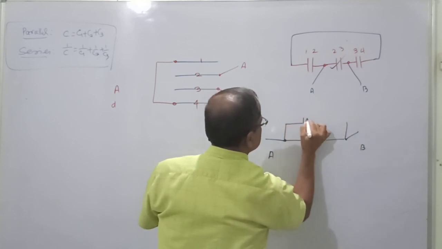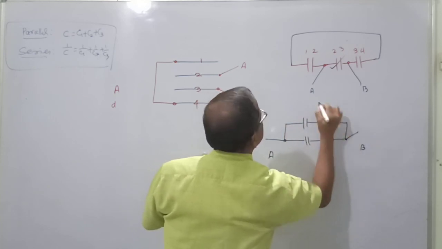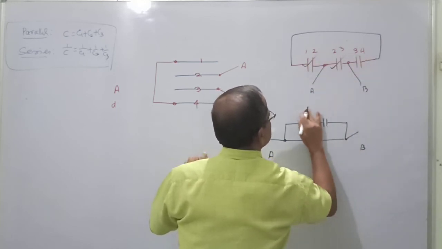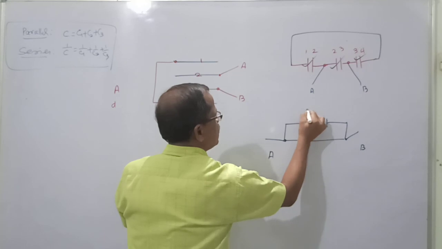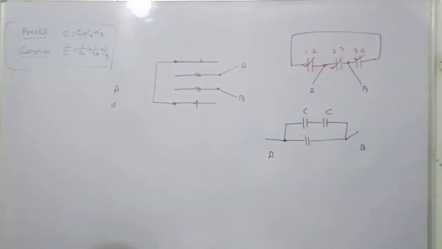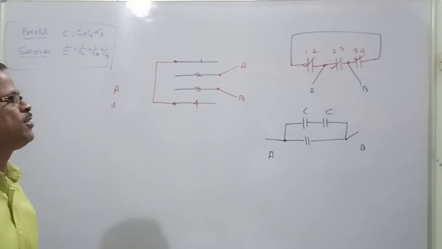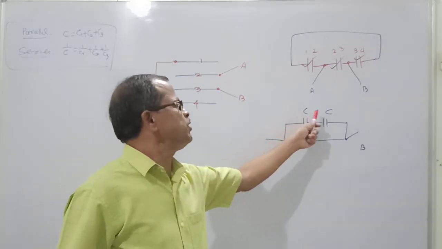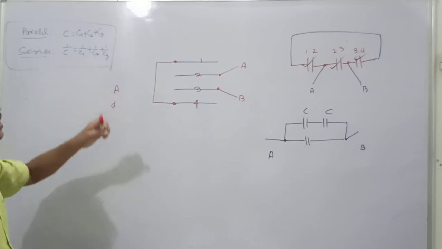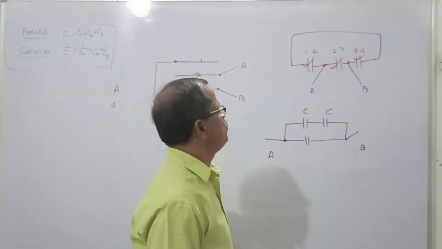So now in between there will be 2 capacitors, this one and this one. All the capacitors have capacitance C. Then what is the net capacitance? Now I hope you can give the answer very quickly. Two capacitors in series give C by 2. This is C and C, and this is C by 2.